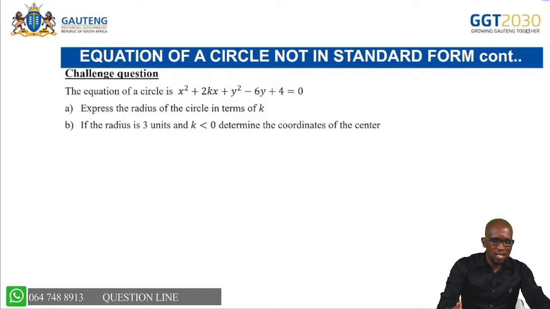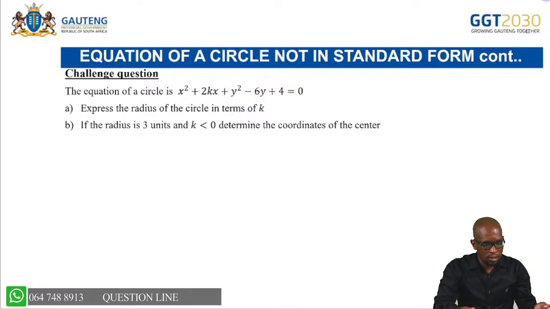Now, I have a challenge question here that I want to take you through. In this challenge question, you are given an equation of a circle. However, there are variables there, that is variable k. And in the first question, we are required to express the radius in terms of k. And in the second question, we are required to work out the coordinates of the center. Right, I'm going to lead you through this challenge question.